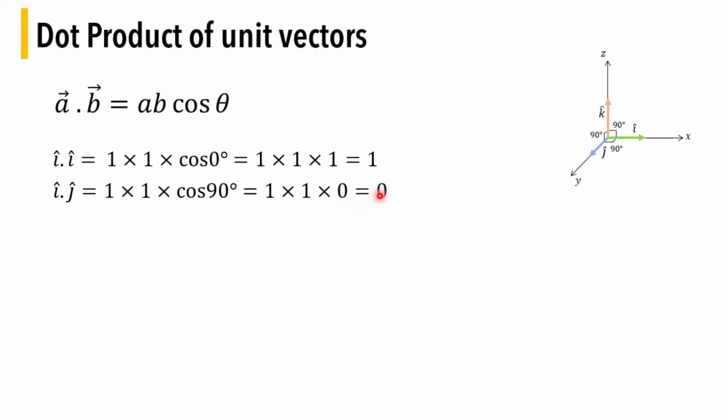Therefore, the dot product of i and j, or dissimilar vectors, the vectors which are perpendicular to each other, will be equal to 0. Now let us take the dot product between i and k. We will follow the same procedure. i has a magnitude of 1, k has a magnitude of 1, and the angle between them is 90 degrees, because i is along the x-axis and k is along the z-axis. Therefore, we'll also get 0.